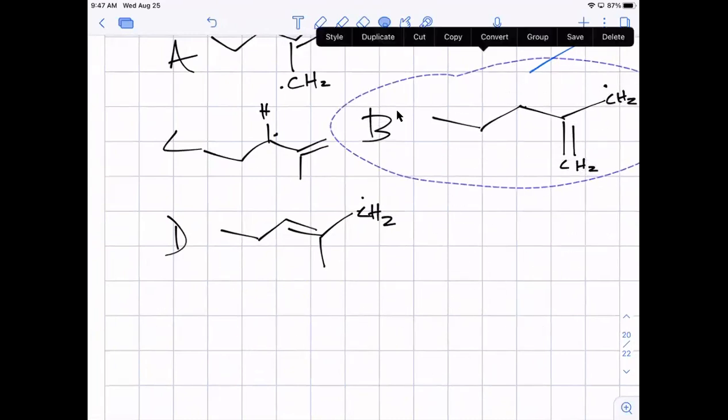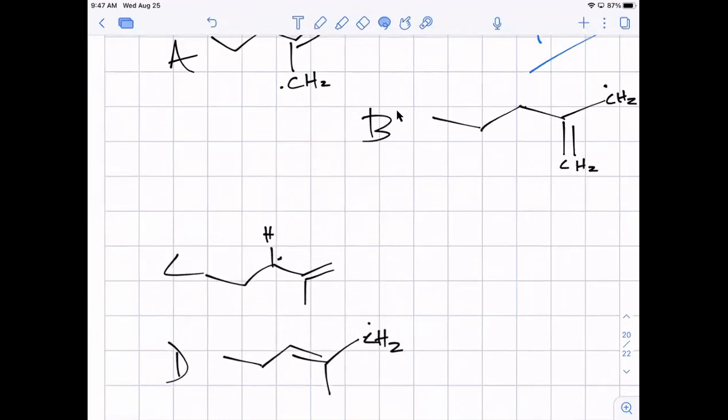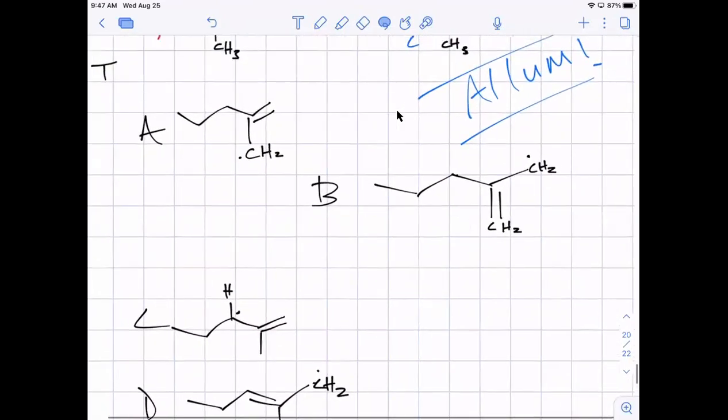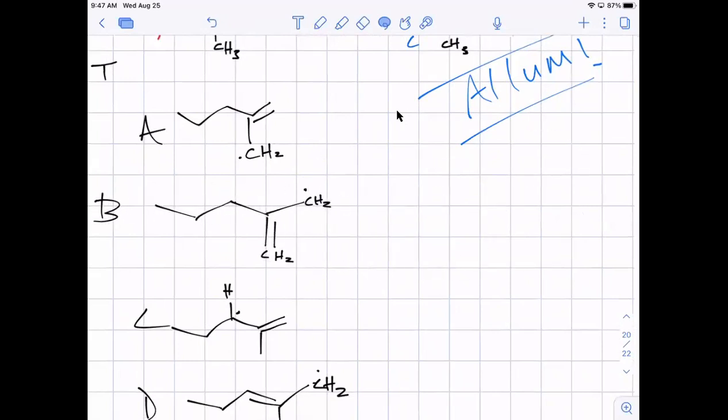That's the beauty of using an iPad. I couldn't do this on a whiteboard. We got some new glass, some kind of glass whiteboards now. So it's just like writing on an iPad.